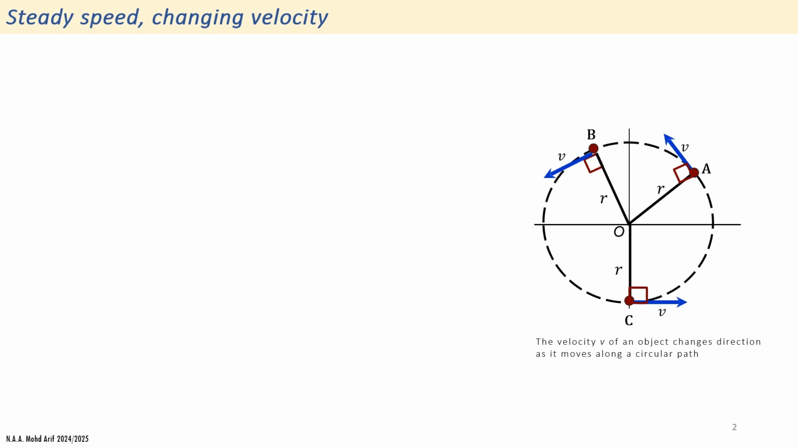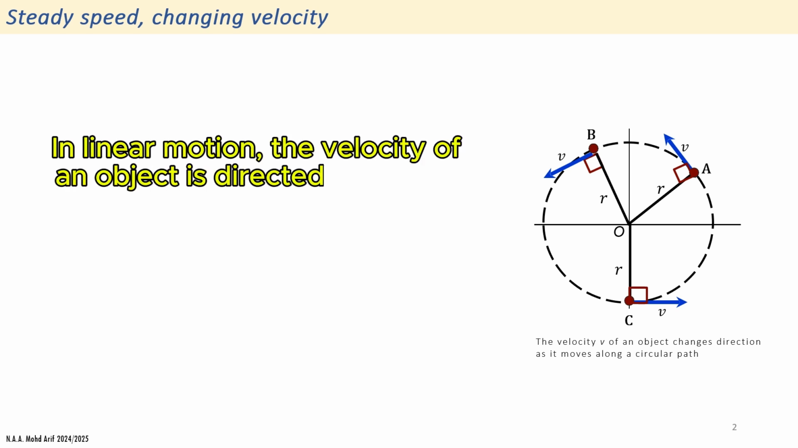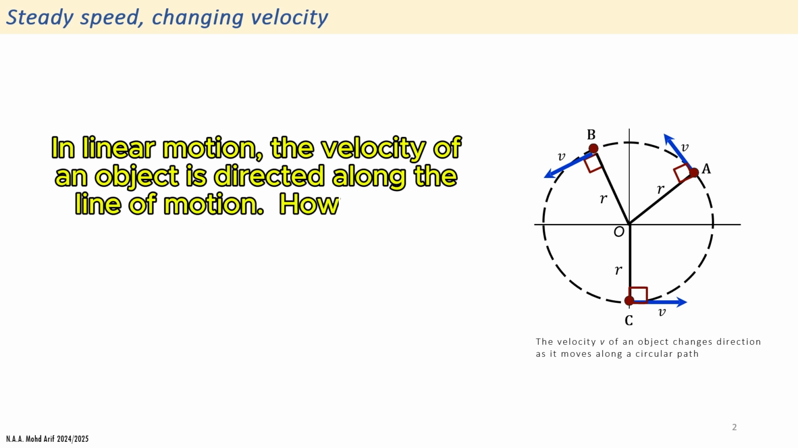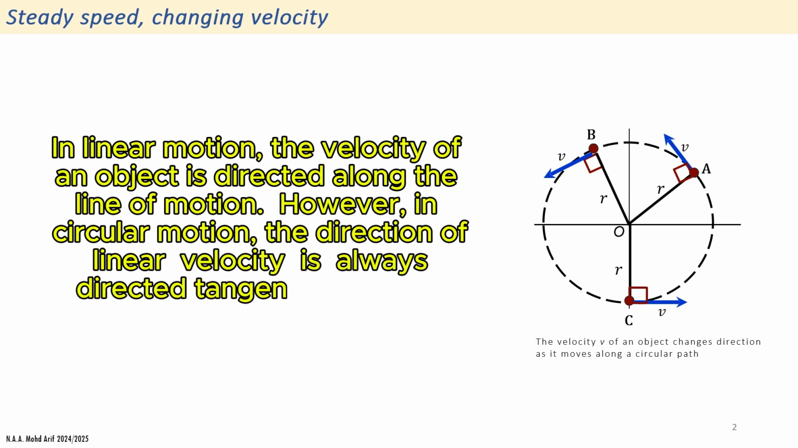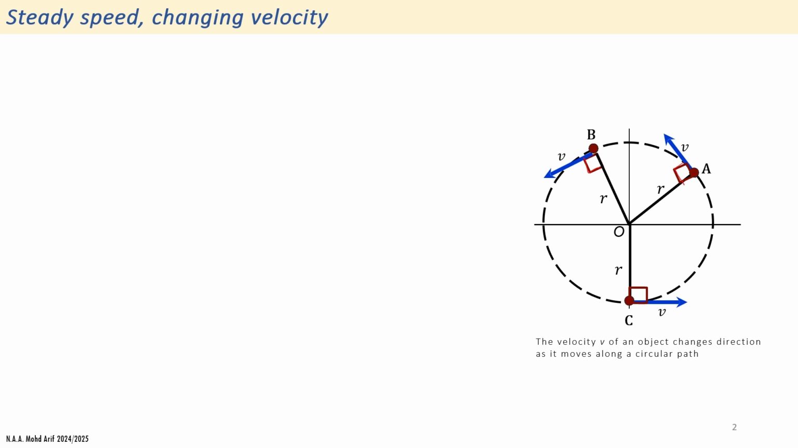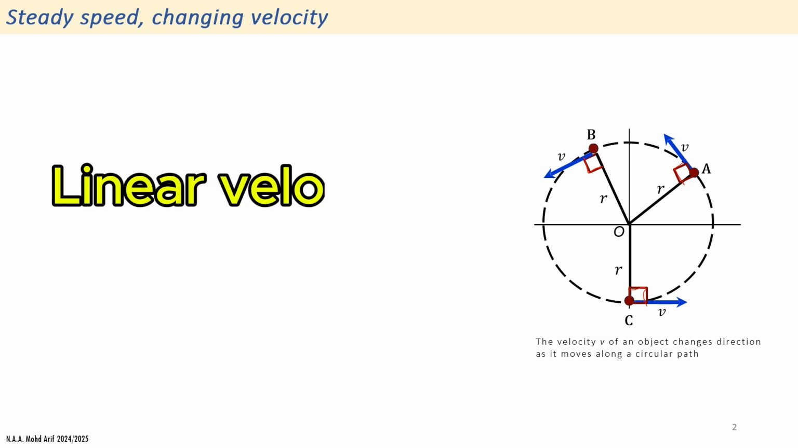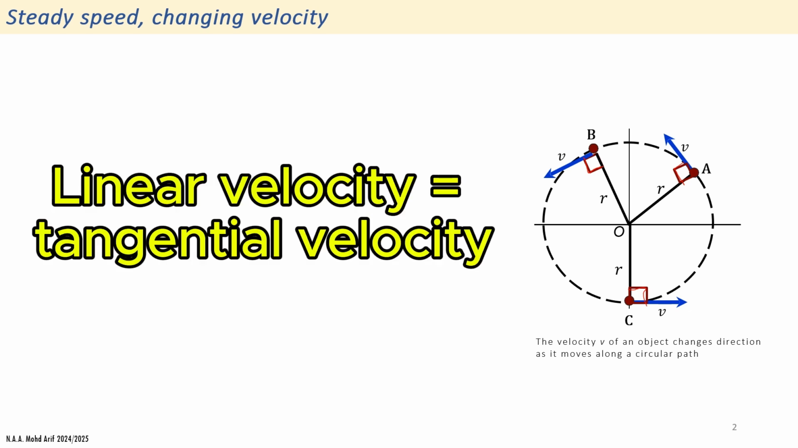In linear motion, the velocity of an object is directed along the line of motion. However, in circular motion, the direction of linear velocity is always directed tangentially to the circular path. Linear velocity is also known as tangential velocity.